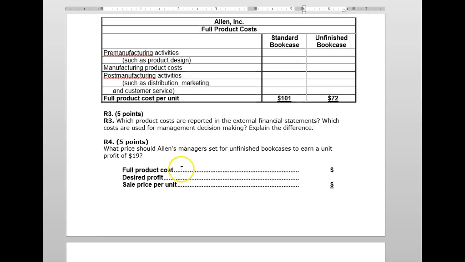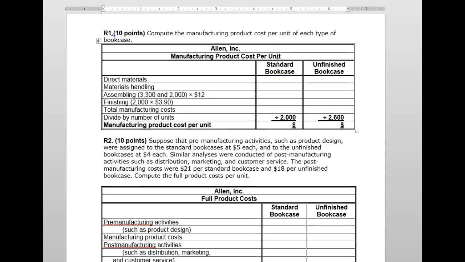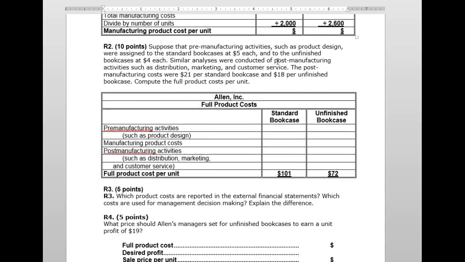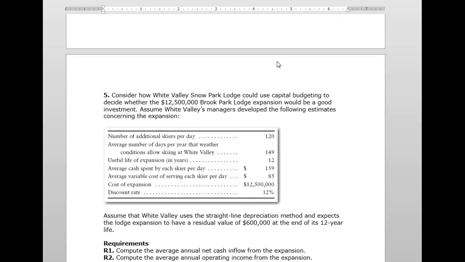Now they're going to ask you the full production cost, and then you're going to add on the desired profit to come up with the sales unit. So this one's a little more extensive from what you've been used to doing, but you can tear it down and make it work here. And again, you can always message me if you need help.